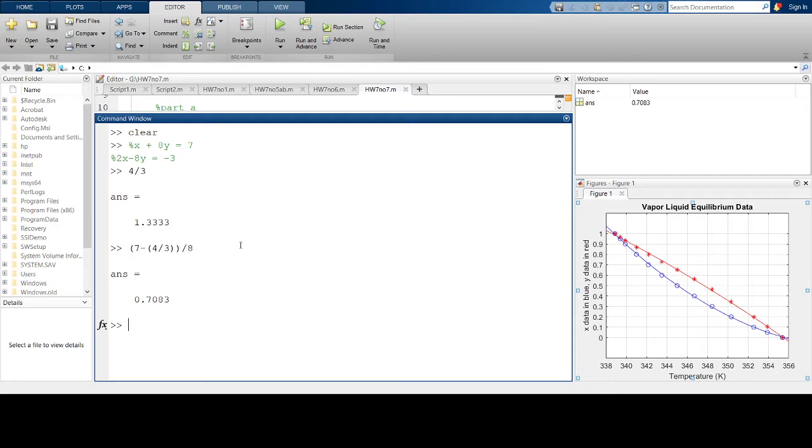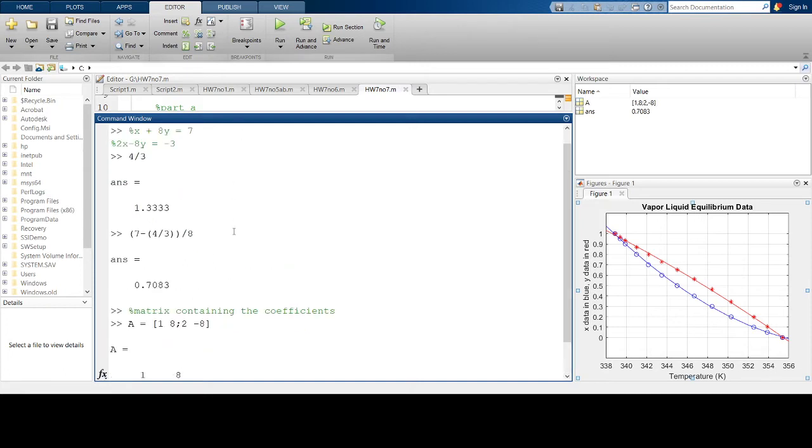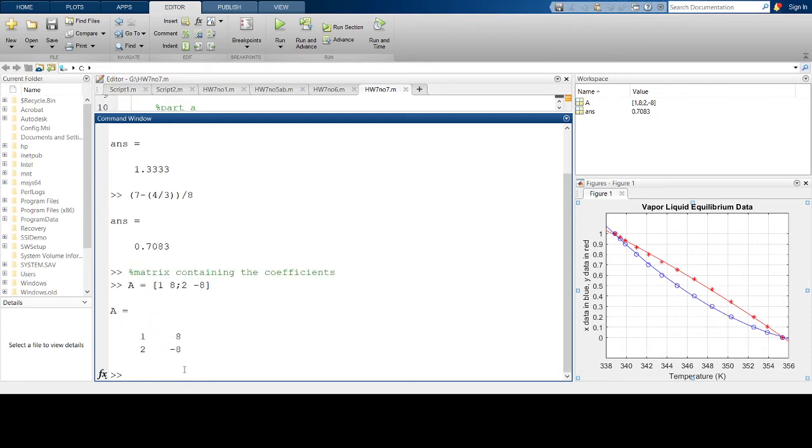In order to approach this, you need to create a matrix containing the coefficients. I'm going to call this matrix capital A. For the first equation, I have 1 and 8. These are my coefficients for the first equation, and then I'm going to use a semicolon to move to a second row. For the second equation, the coefficients are 2 and minus 8. So this is my matrix of coefficients.